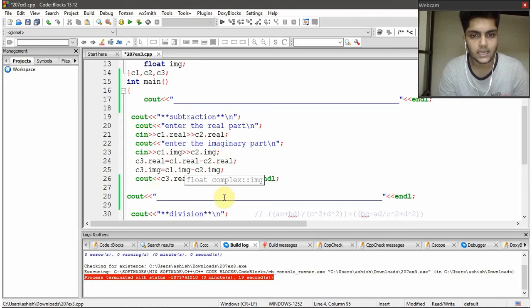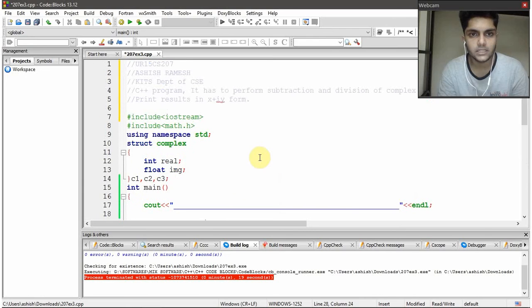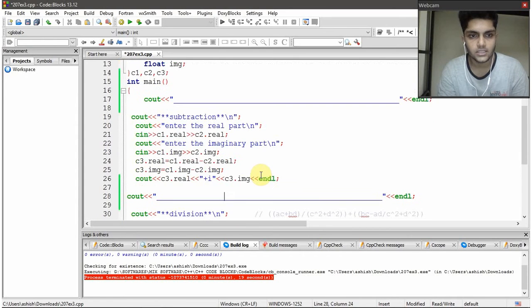And then again I have used some cout statements, that is to write the resultant complex number in the form of x plus iota y, that is iy. So here it will be like this, that is c3.real then plus i then c3.imaginary. So it will directly take these two results and combine them in this one cout statement. So that's all in this subtraction.